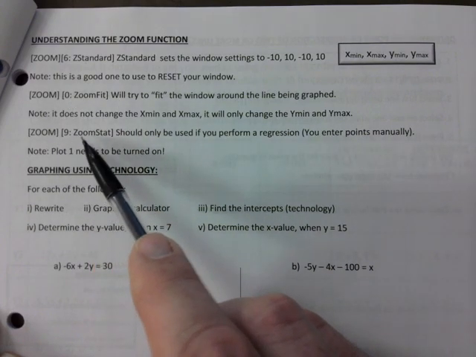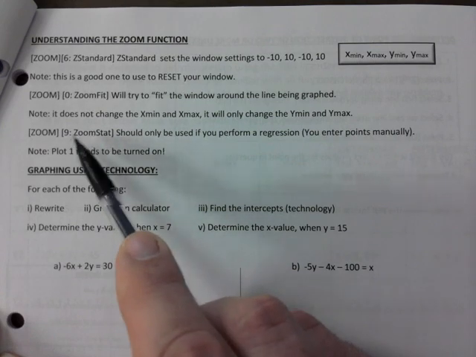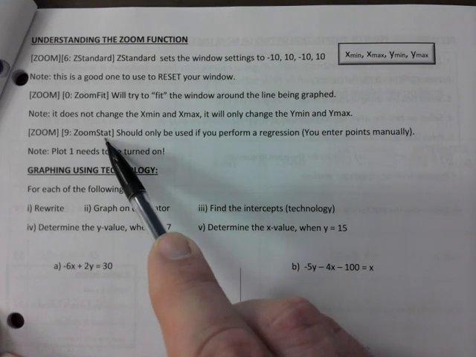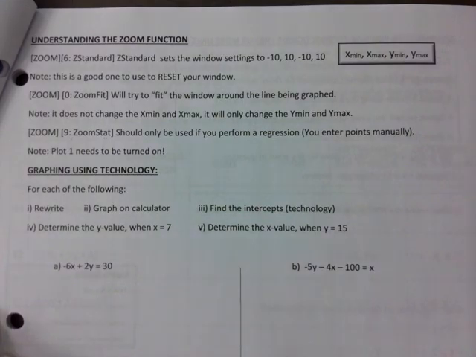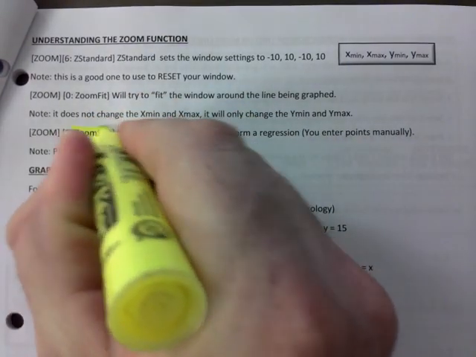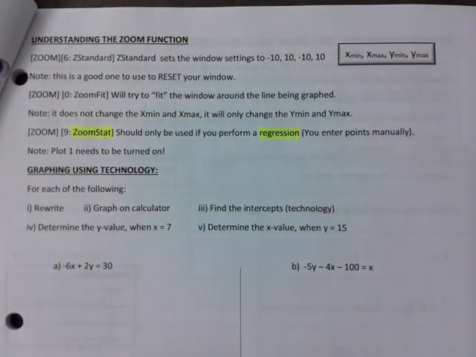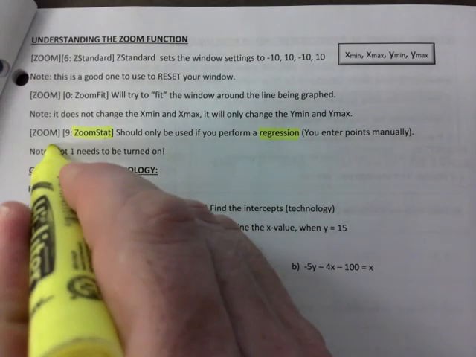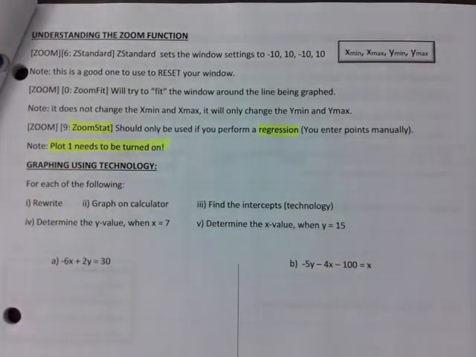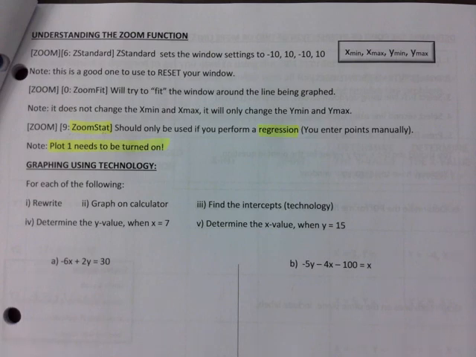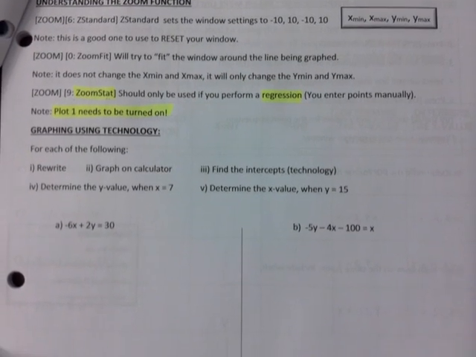And then sometimes zoom stat, right? We've used that as well with quadratics when we did regressions. So I would say zoom stat is only if you're doing some kind of regression and plot one needs to be turned on, okay? We're not doing regressions in linear in this unit. That's only a quadratics thing, okay? So I hope that kind of rings a bell. If not, that's okay. We're gonna encounter that as we go along.